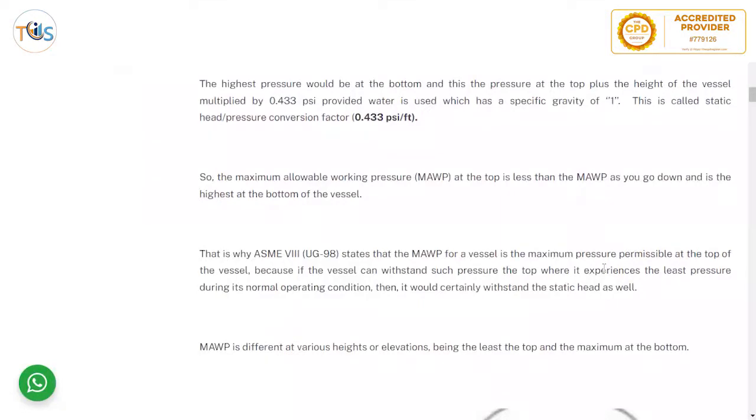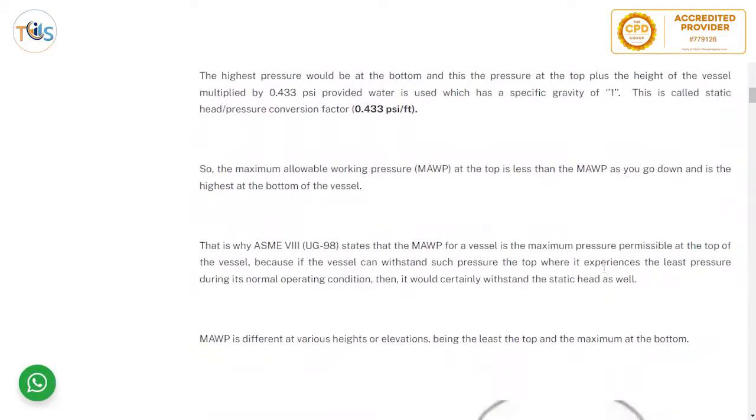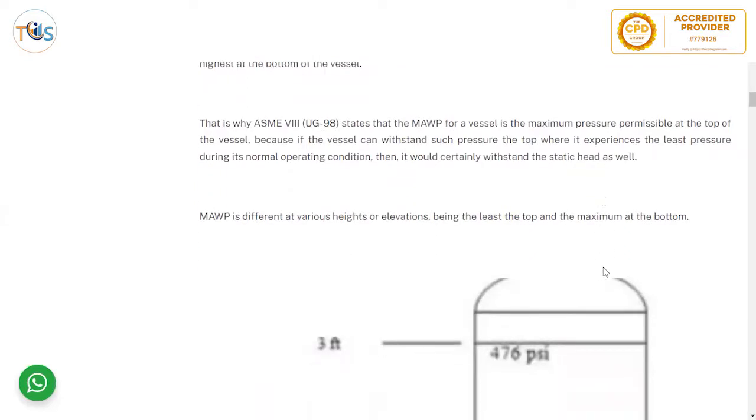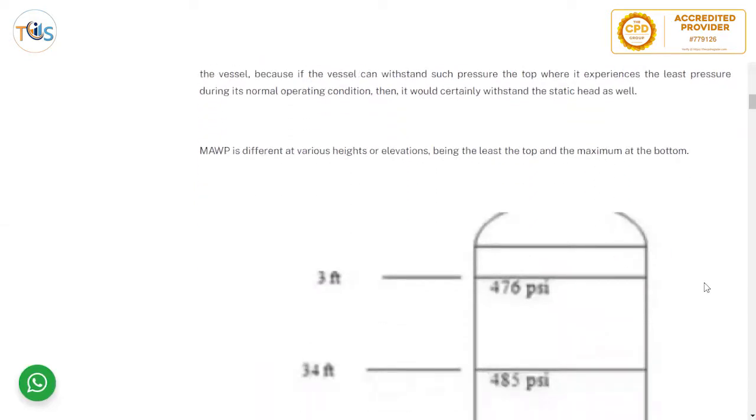So the maximum allowable working pressure at the top is less, and as you go down, at the bottom it is more. That's why ASME UG-98 states that the maximum allowable working pressure for a vessel is the maximum pressure permissible at the top of the vessel, because if it can withstand the pressure that is measured at the top, then it can also withstand the pressure which is more at the bottom. So it's a more onerous scenario here.